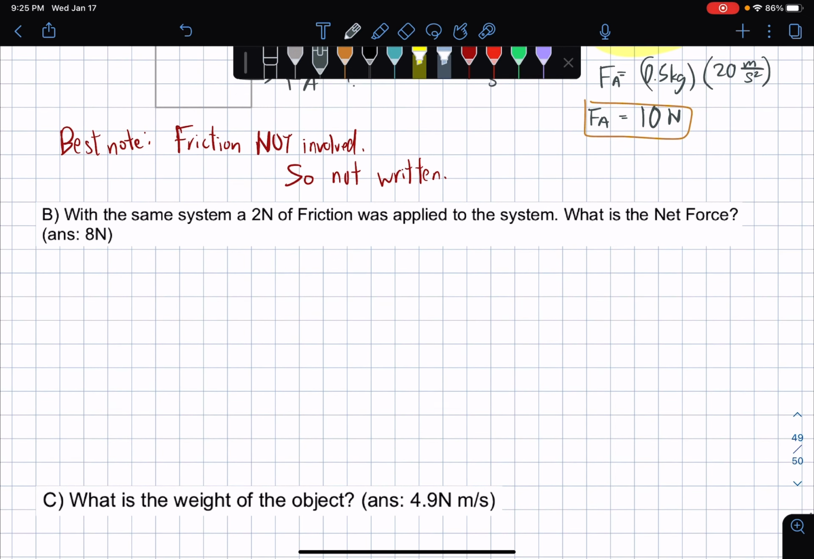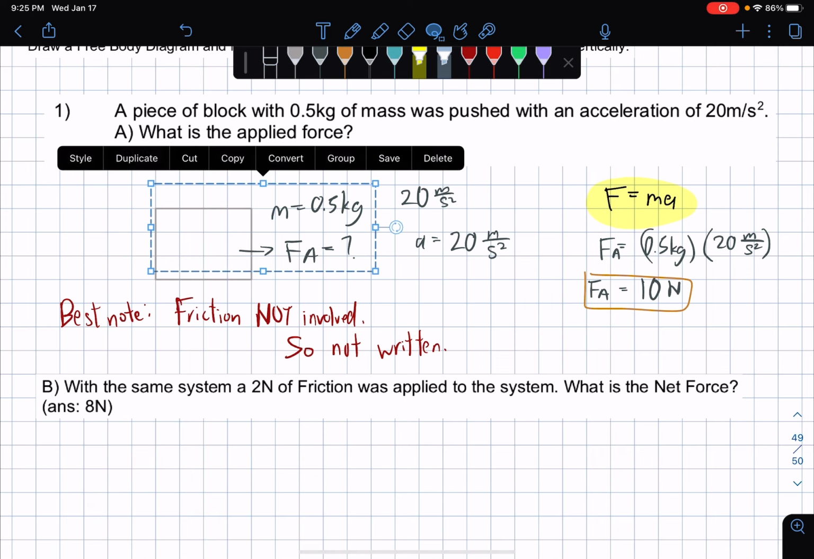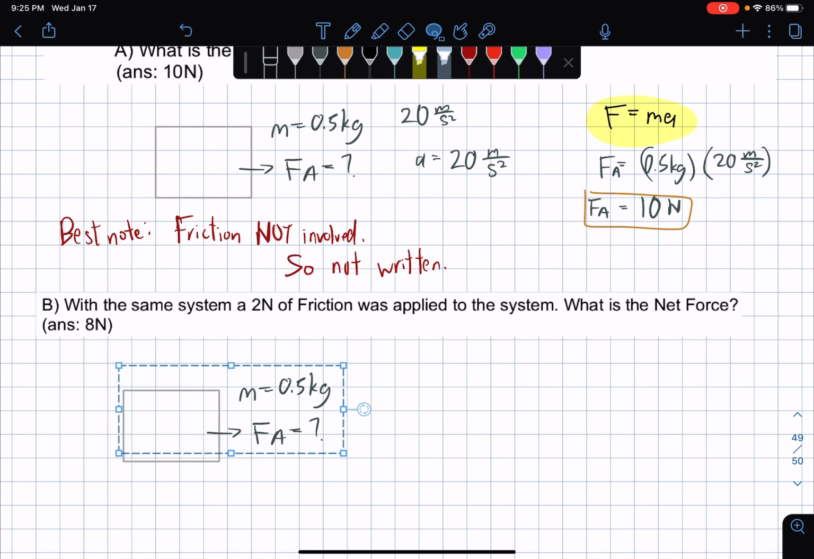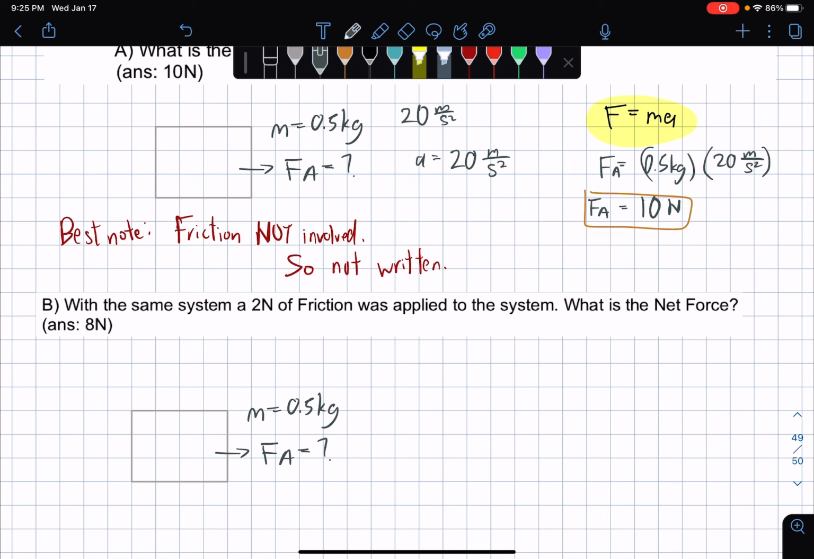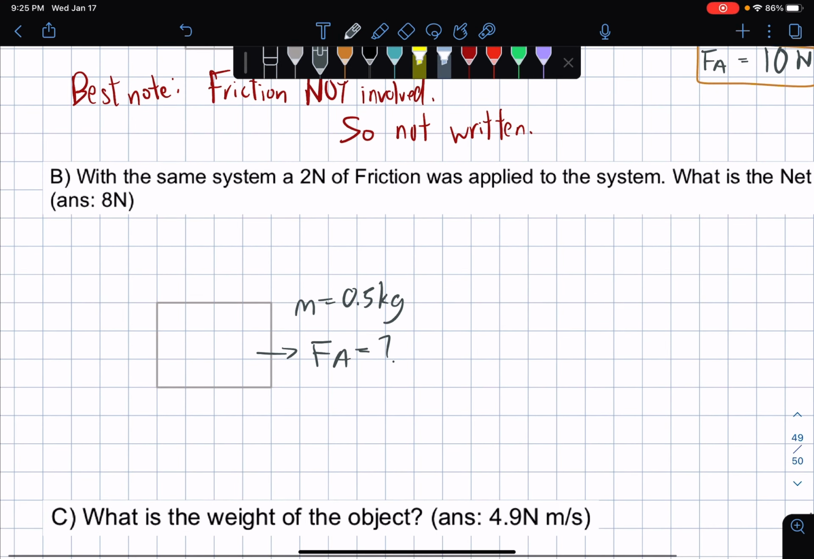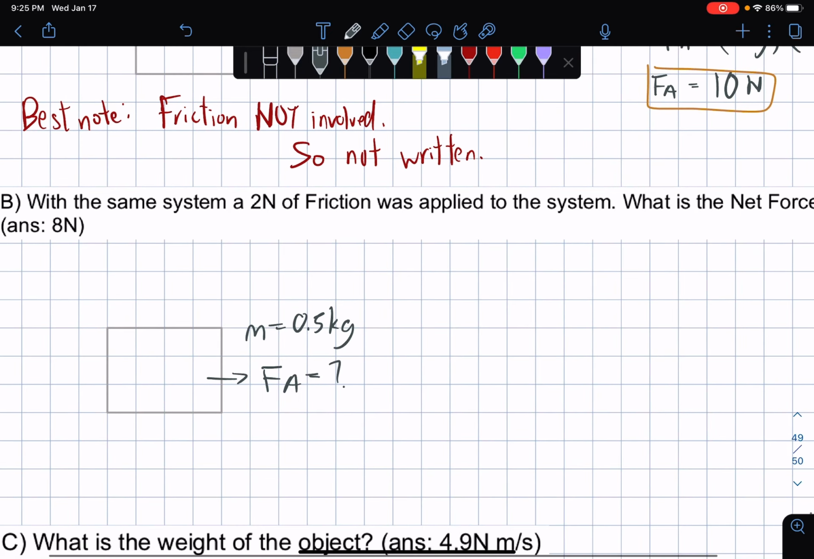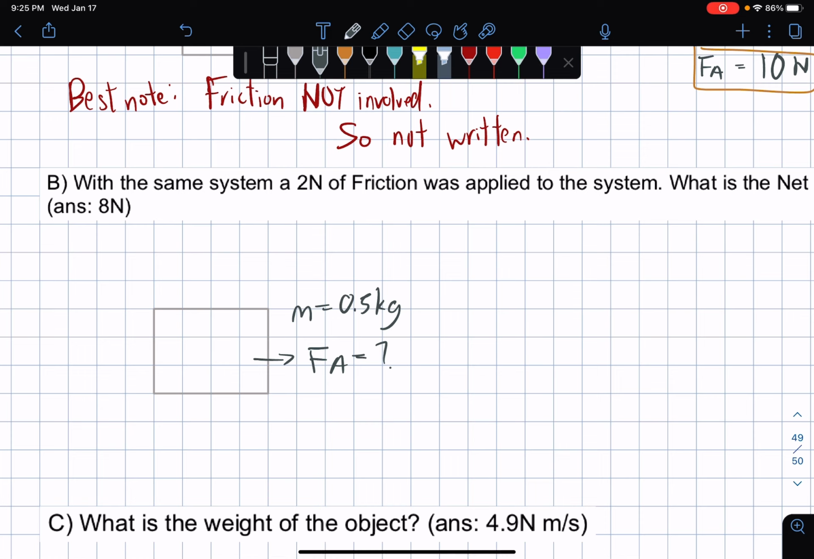Alright, so for letter B, with the same system, a 2 newton friction was applied to the system. Okay, so let's draw the same thing. I'll just copy paste. 2 newtons, that is going to be where? This is the frictional force. It's equal to 2 newtons.